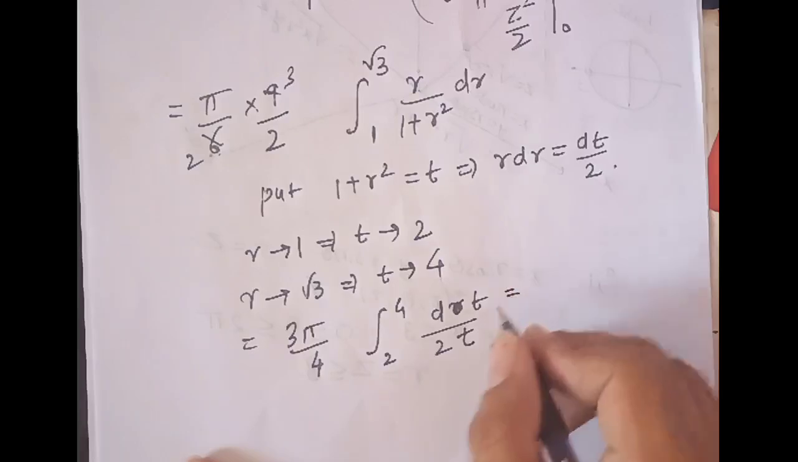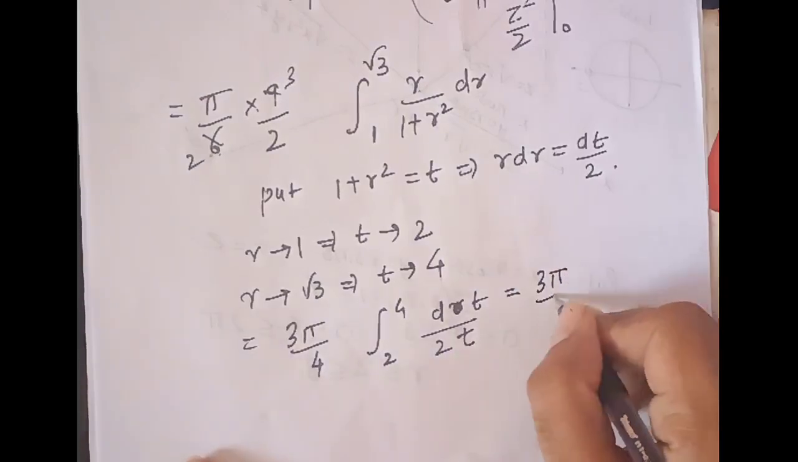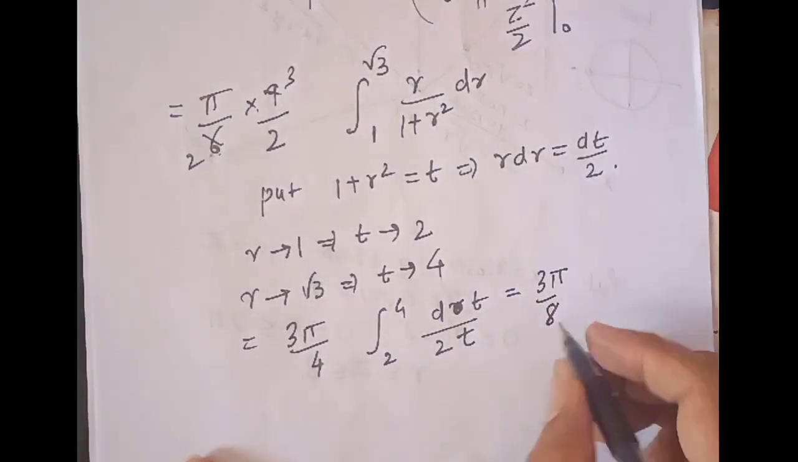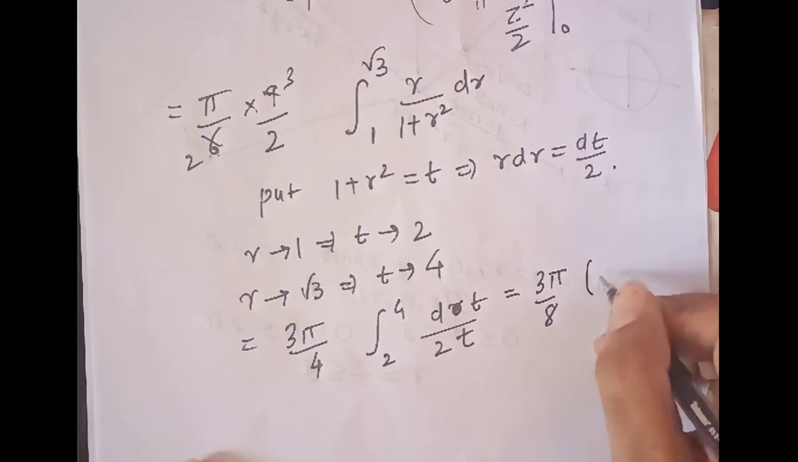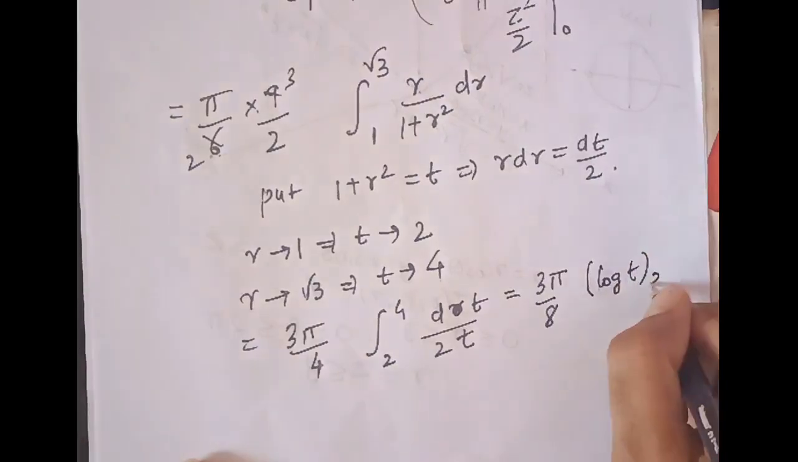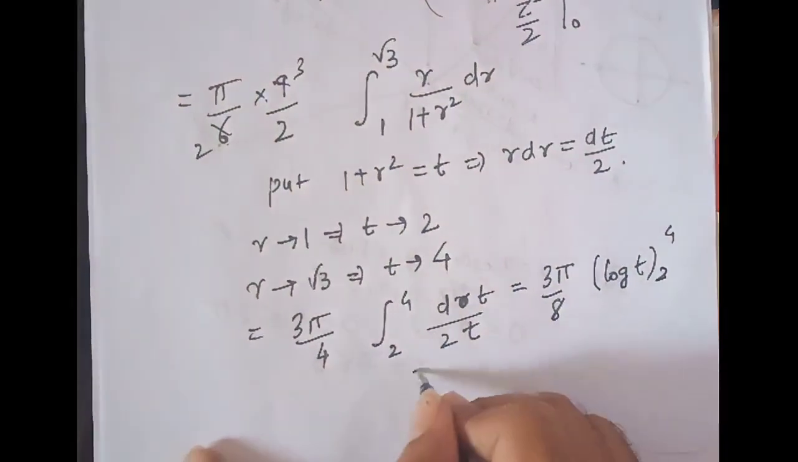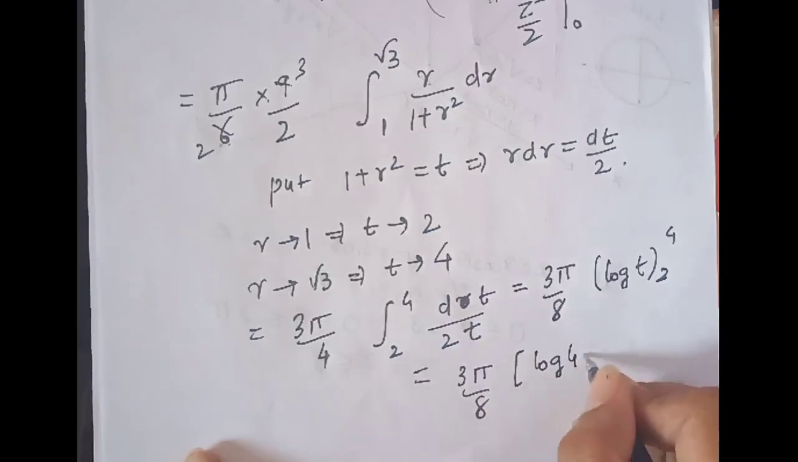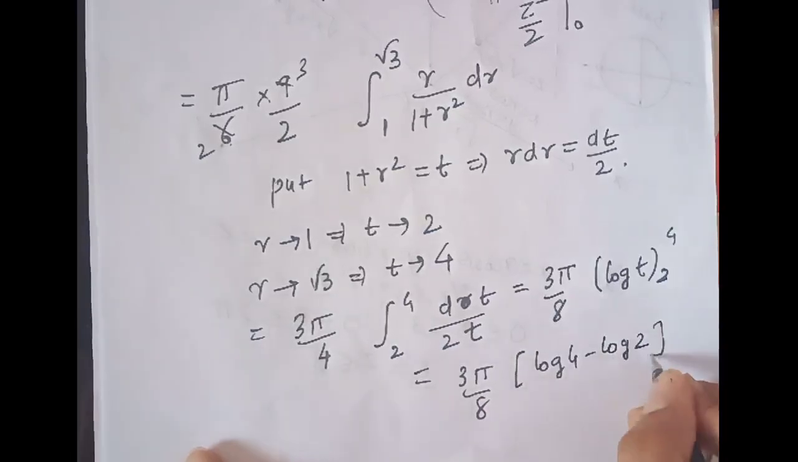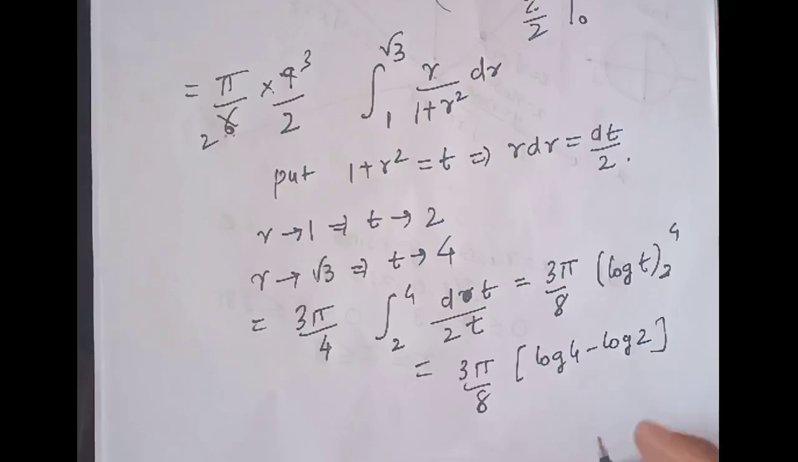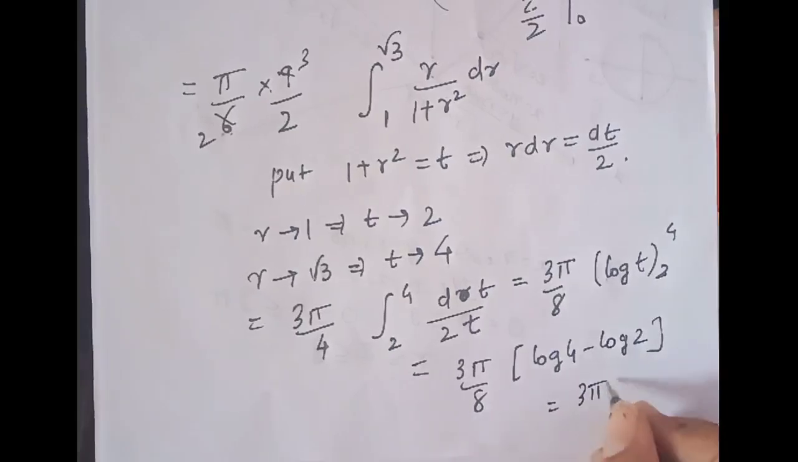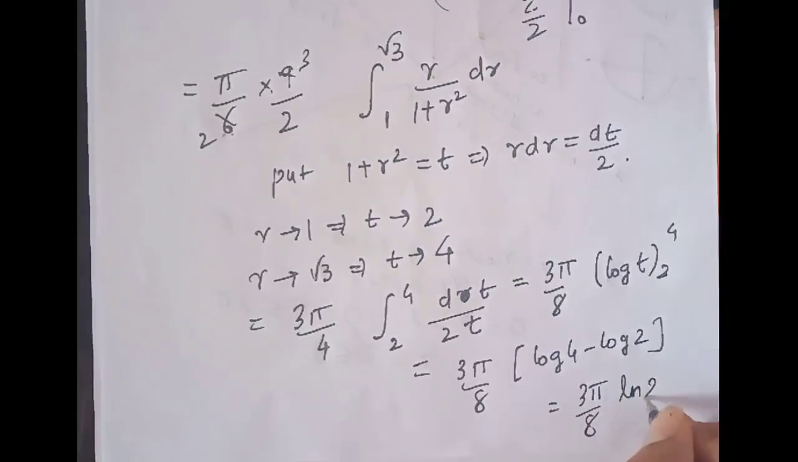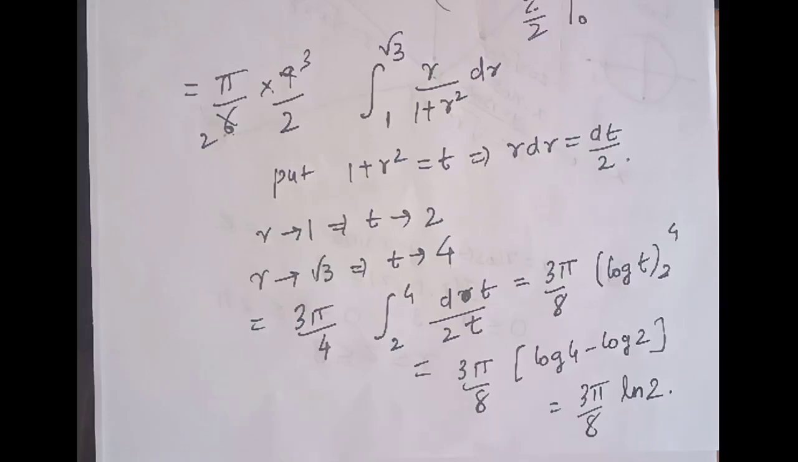Alright, so 2 I will take out. So 3 pi by 8, and integration of 1 by t is log of t from 2 to 4. So finally this is 3 pi by 8 times log 4 minus log 2, and if I take the division, this is 3 pi by 8 ln of 2. Alright, so that is the final answer. Thank you.